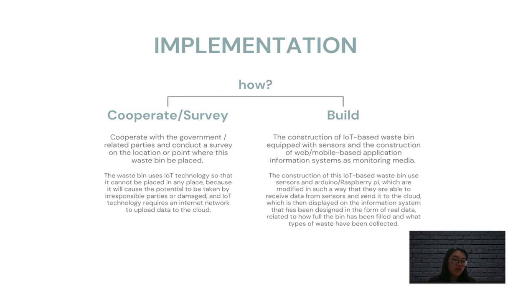The construction of this IoT-based waste bin uses sensors and Arduino or Raspberry Pi, which are modified in such a way that they are able to receive data from sensors and send it to the cloud, which is then displayed on the information system that has been designed in the form of real data related to how full the bin has been filled and what types of waste have been collected.